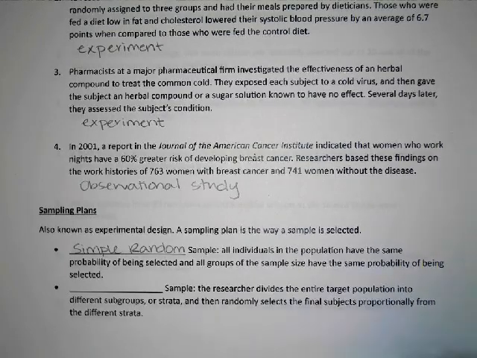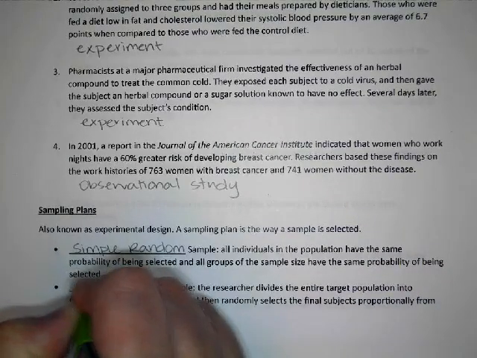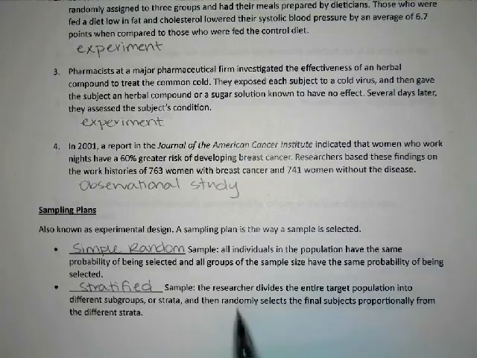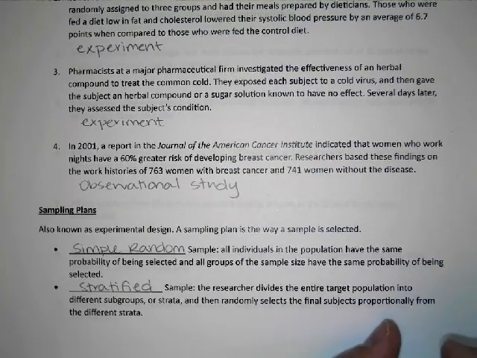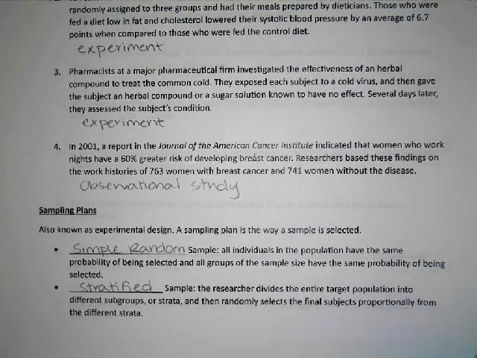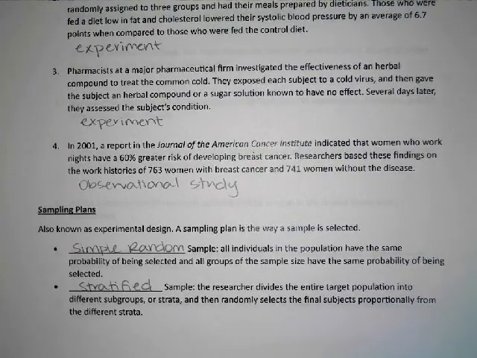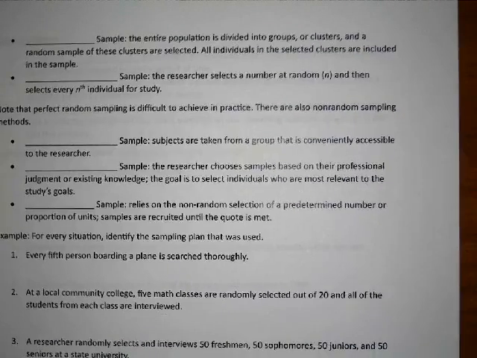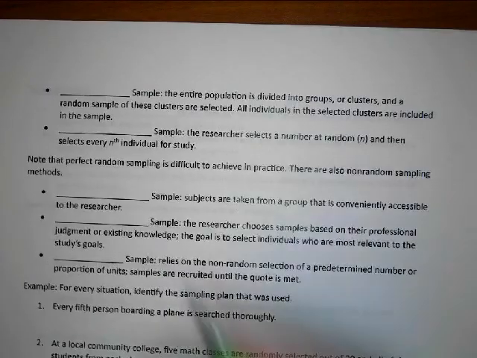Next is stratified. This is where the researcher divides the entire target population into different subgroups or strata, and then randomly selects the final subjects proportionally from the different strata. And don't worry, I'm not going to leave you hanging. I will give examples of those because I know that they sound wordy right now.